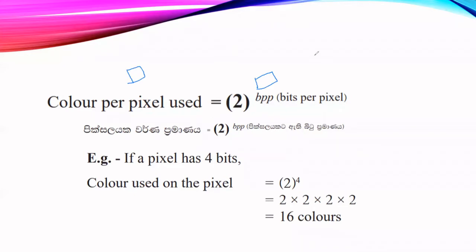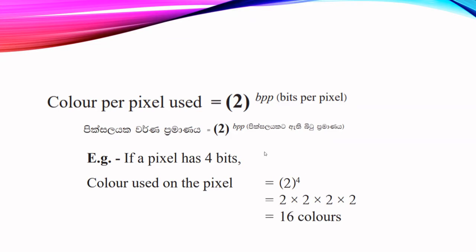Now I am going to show you there is a big mistake in your book, so we have to correct that mistake. Here you can see, if the pixel has 4 bits, what happens? If a pixel has 4 bits, you know the relationship now. 2 to the power 4 is equal to what? 16, right? 2 to the power 4 means 2 times 2 times 2 times 2. So you know that the answer should be 16.